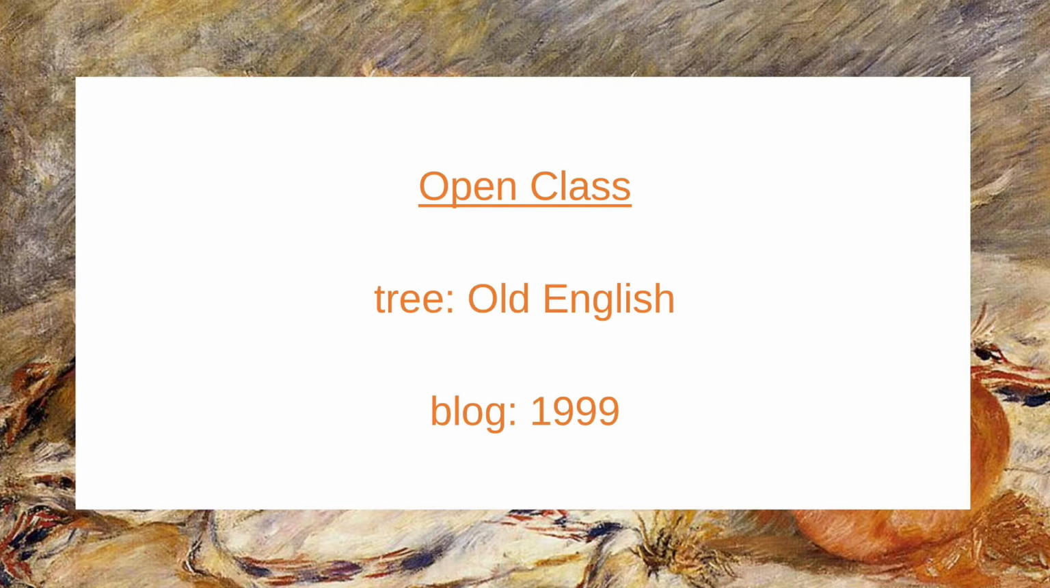In addition to naming people, places, things, and ideas, nouns are open class words, meaning new nouns are added to the language readily and constantly. For example, tree has been in the language since the Old English period. Blog was first recorded as a New English noun in 1999.